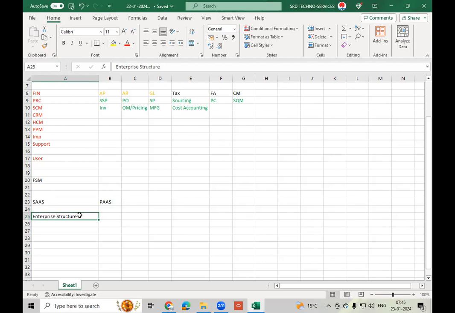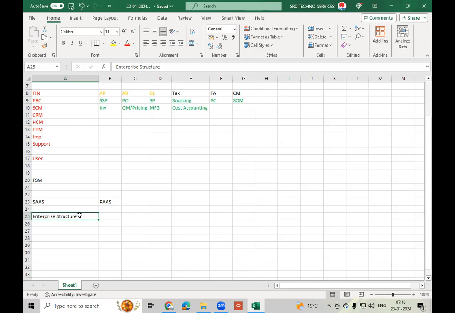Enterprise structure, organization structure. In academic subjects also you will have organizational behavior, so there also you will find the organization structure, employee structure, something like that, right? And one more thing, here we are not going to discuss anything new. Whatever knowledge we learned in previous academic years or in previous organization experience, the same we'll discuss here. Technically, we are not going to discuss anything much.